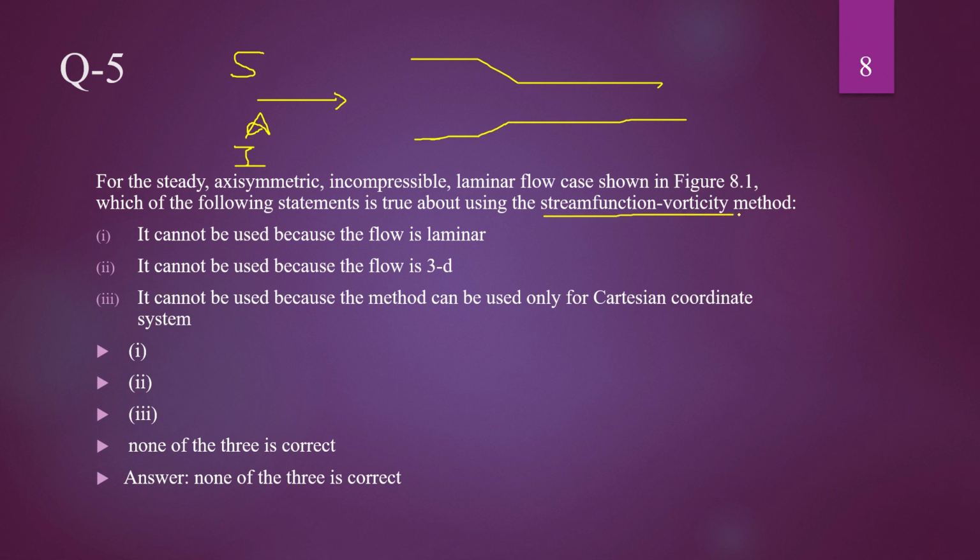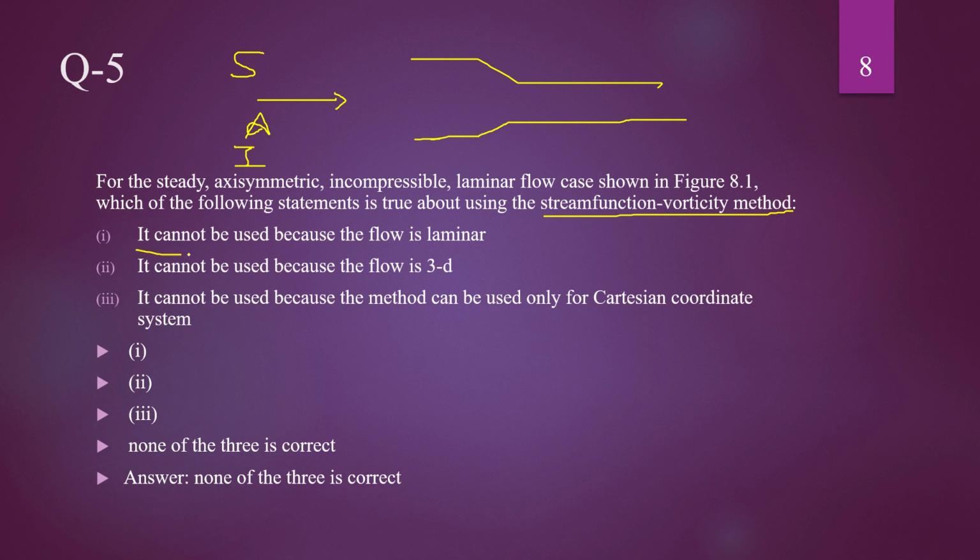So the stream function vorticity method, what is that? It is a method to solve incompressible fluid flow. In general, rather than decoupling pressure and velocity, this method introduces new variables like stream function and vorticity and substitutes them in the incompressible flow governing equations, so that solving them would be simpler. This method is mostly used for 2D problems. So based on that, we'll see which of the statements given below are true.